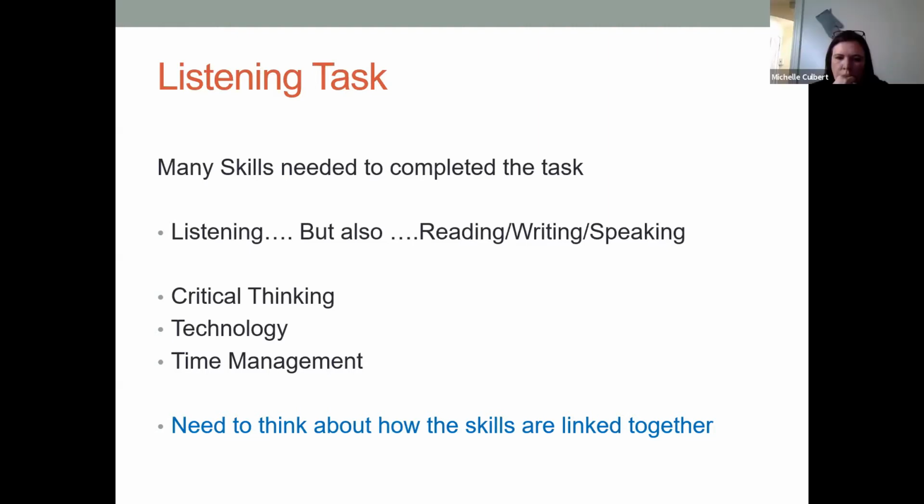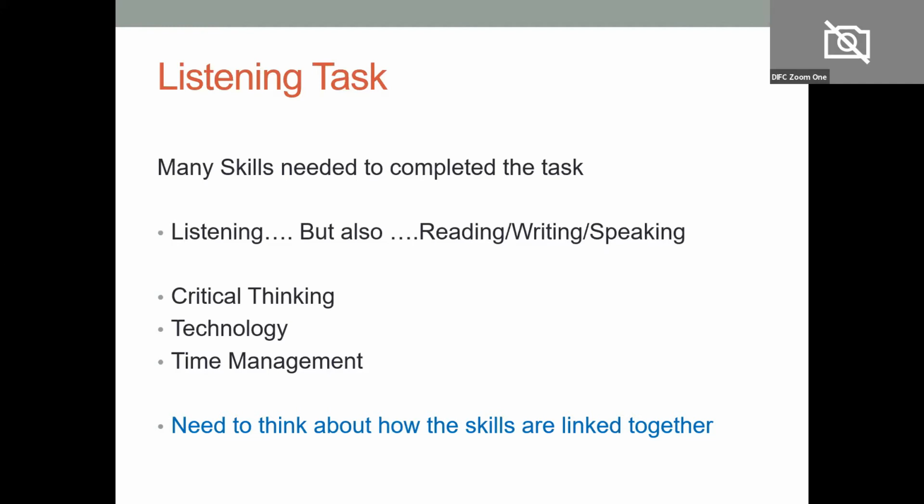And then to complete any task, it's not just about the listening, reading, writing, speaking. There are lots of other skills you will need at the same time to complete a task. So, for example, things like critical thinking, how to think for yourself. So you will be given ideas, but it's not enough just to take these ideas. You also have to think about them and put your own perspective on them.